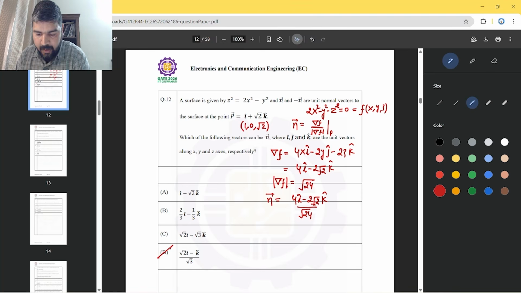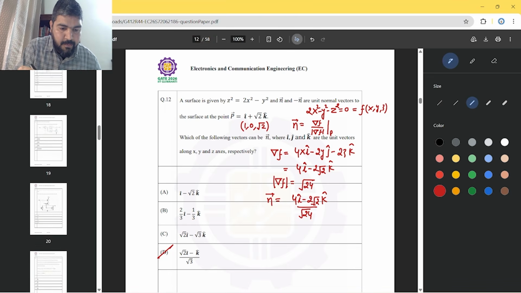So this is again a very simple problem. Let's move to the next question, and the next question is, I think, question number 21. Okay, let's move to question number 21.